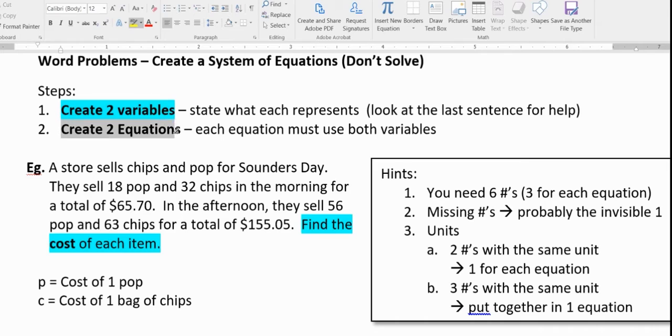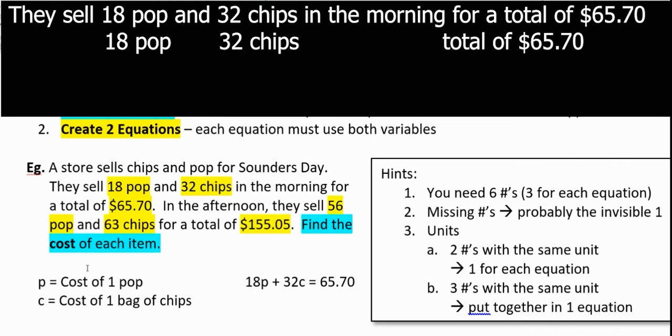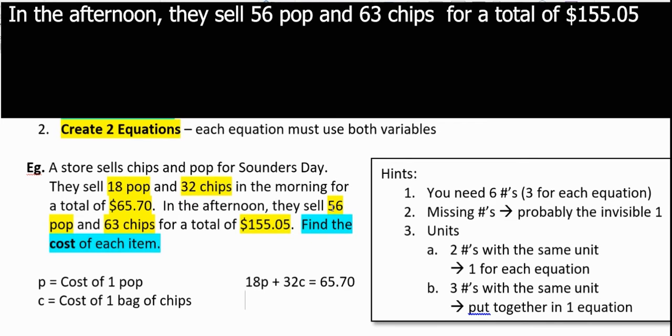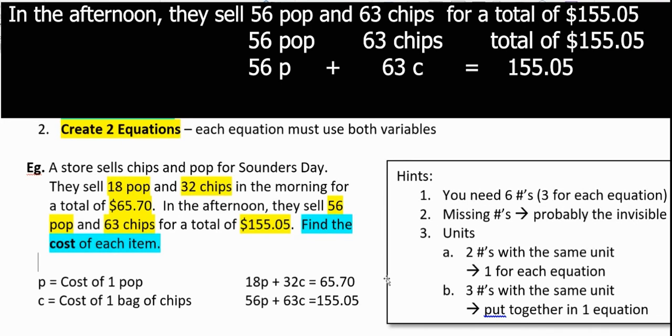The equations use the numbers. In this case, I'm going to highlight all the numbers. Once I've got all of them highlighted, I can see that I've got 6 numbers, and every system needs exactly 6. I've got 3 in the first sentence, which means those 3 are going to make an equation. The total tells us that I'm going to add them up. So the total of 18 pops and 32 chips equals 65.70. We've got 3 numbers in the second sentence. Those 3 will make the second equation. That's setting up my equation.